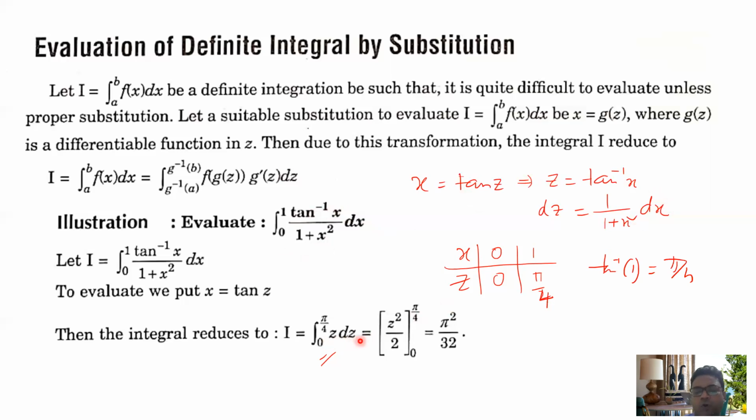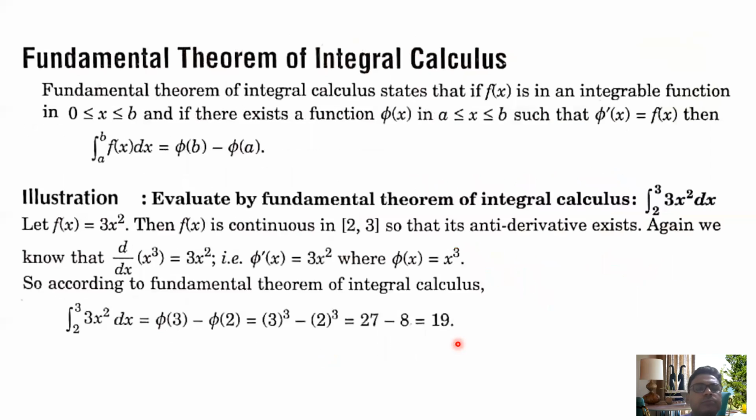What is the formula? Integration formula: z square by 2 from 0 to pi by 4, that is pi by 4 whole square by 2, that is pi square by 32. So this is a very easy example from the substitution point of view.